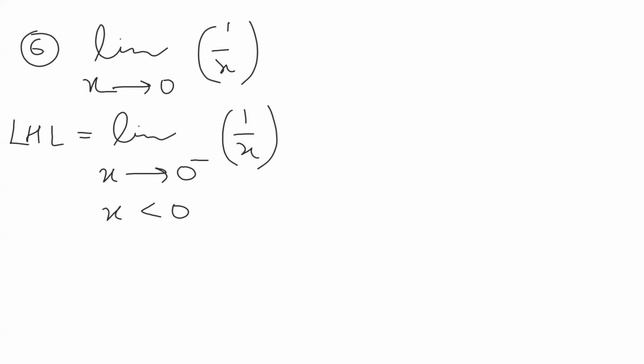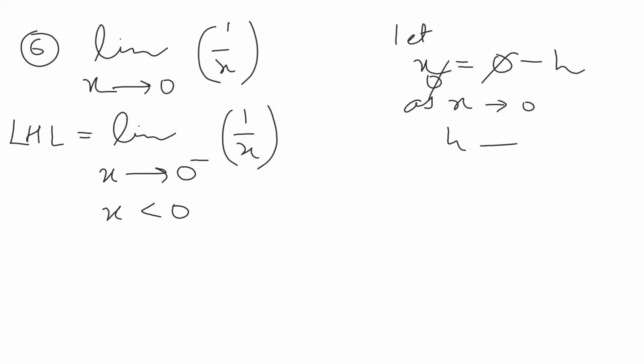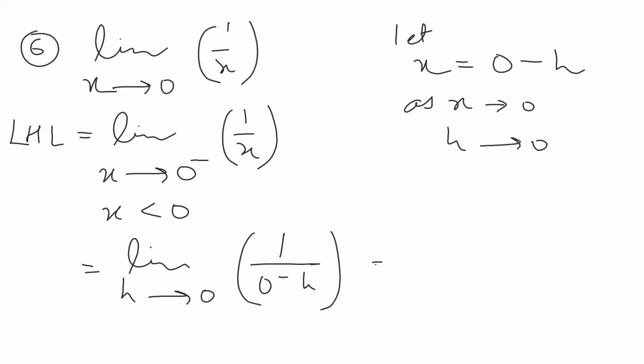1 by x, let us say x is equal to 0 minus h. As x approaches 0, h will approach 0 as well. So the limit as h approaches 0 of 1 upon 0 minus h, that is 1 upon 0 minus 0. So this is not defined. We have got the LHL as not defined.